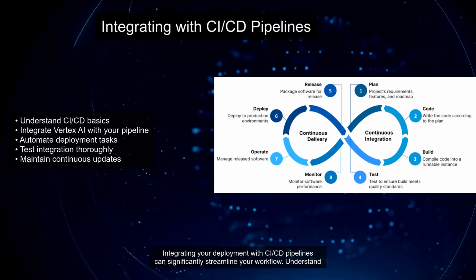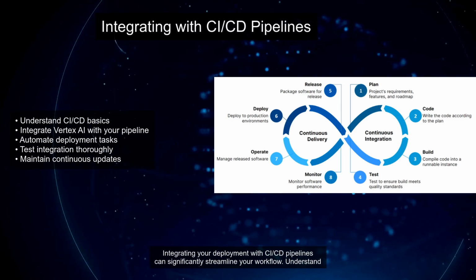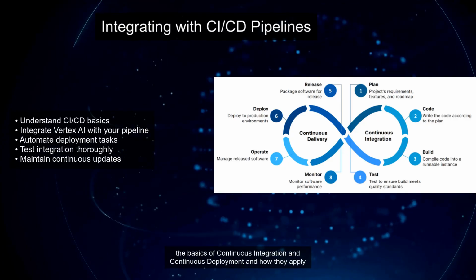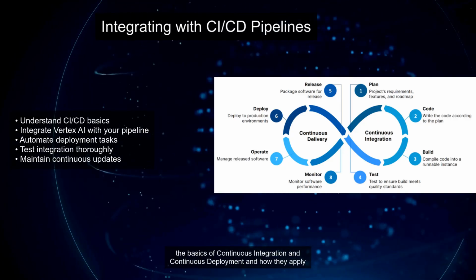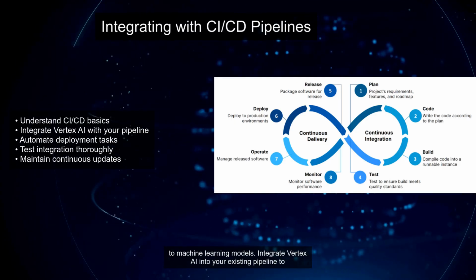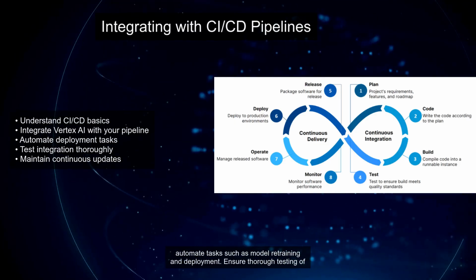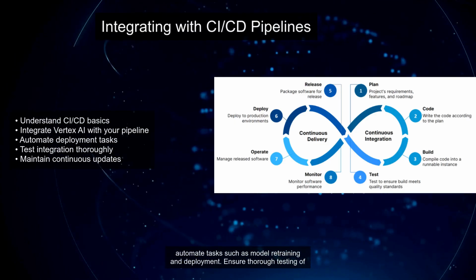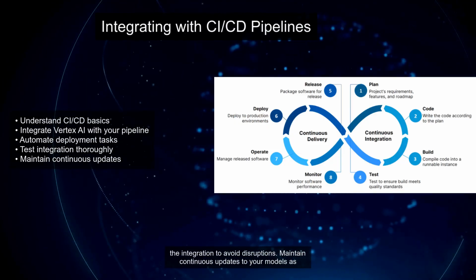Integrating your deployment with CI/CD pipelines can significantly streamline your workflow. Understand the basics of continuous integration and continuous deployment and how they apply to machine learning models. Integrate Vertex AI into your existing pipeline to automate tasks such as model retraining and deployment.